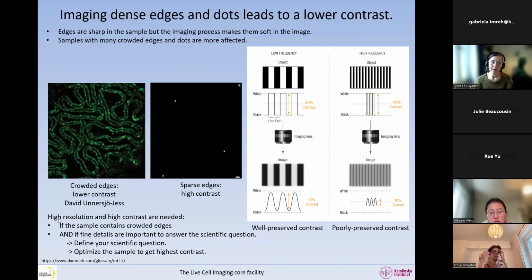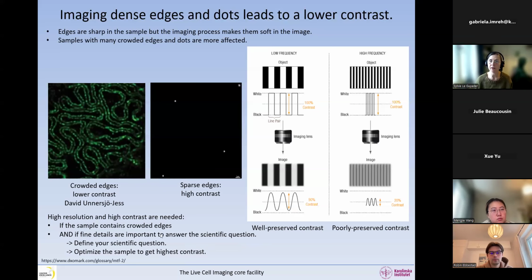So when are high resolution and high contrast needed? If the sample contains crowded edges, then we must have a high resolution and a high contrast. And if fine details are important to answer our scientific question, we relate everything to the scientific question. If you do not need to be very, very stringent and super careful to reliably answer your scientific question, you're fine. You can do whatever and spit on your sample before you image it. You're going to get your reliable answers.